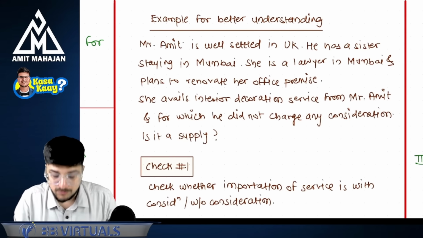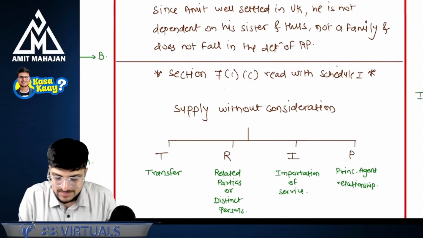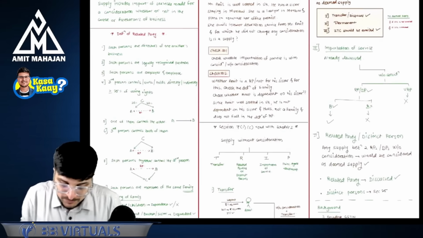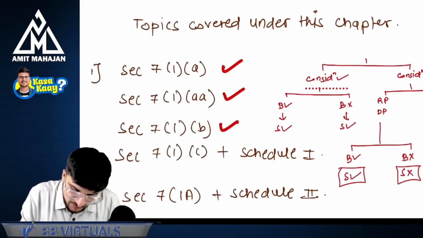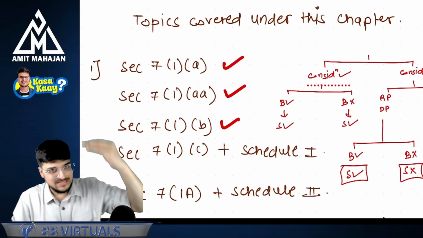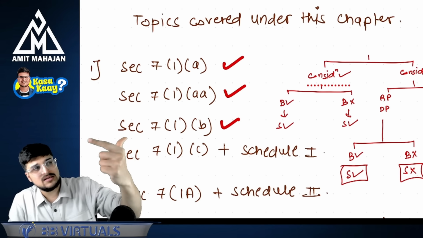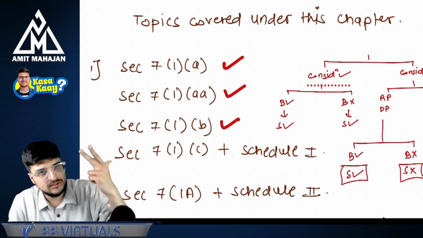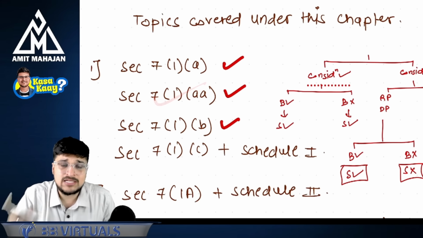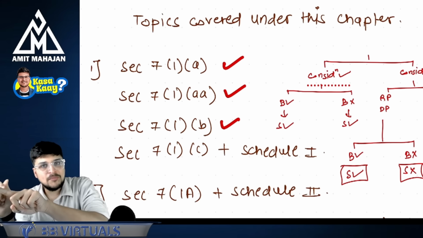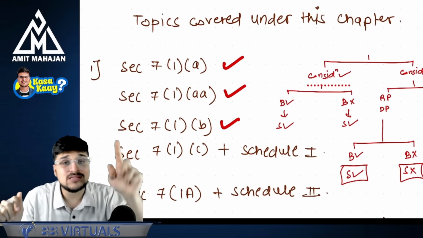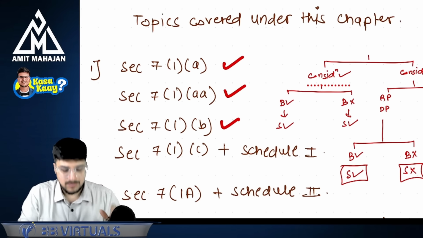Okay. So this was your example, and this was our example for 7.1b. So how many sections did we see till now? We saw 3 sections, 7.1a, that is 3 conditions: supply, consideration, and it should be in the course of furtherance of business. 7.1AA is actually talking about if any unincorporated body provides any service to its members for a consideration, it will be considered as supply.